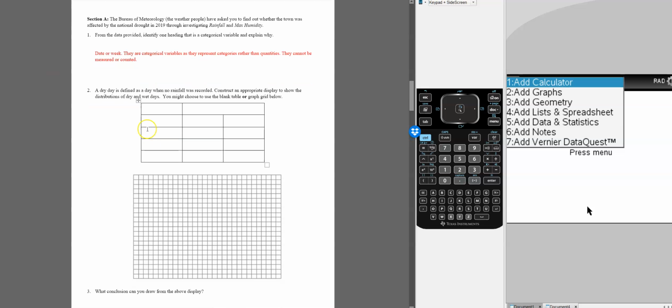Alright, moving on to the next question. It says, a dry day is defined as a day when no rainfall is recorded. Construct an appropriate display to show the distributions of dry and wet days. You might choose to use a blank table or a graph below.